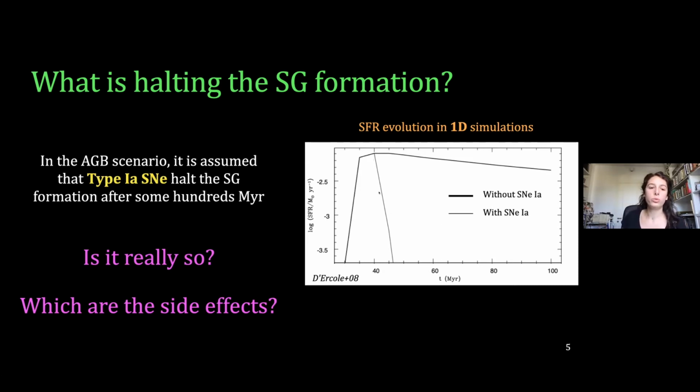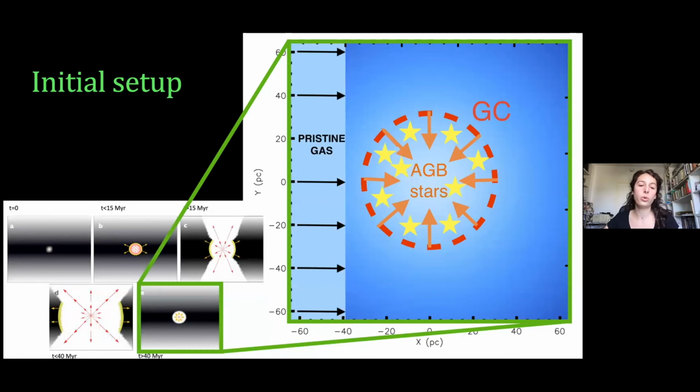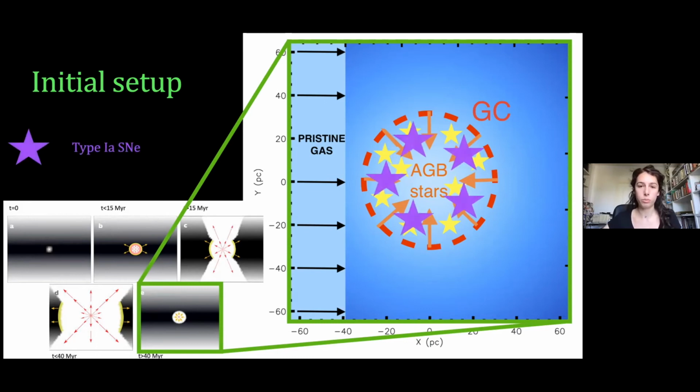However, we want to know if it is true also in three dimensions, and in particular to study the effects on the chemistry of the addition of type 1a supernovae on the evolution. So we started at this time here, when the system is composed only of low and intermediate mass first generation stars, the more massive ones undergoing the AGB phase. And since we are assuming that the cluster is orbiting its host galaxy, we will have an asymmetric accretion of pristine gas. And then to this setup, we add type 1a supernova explosions.